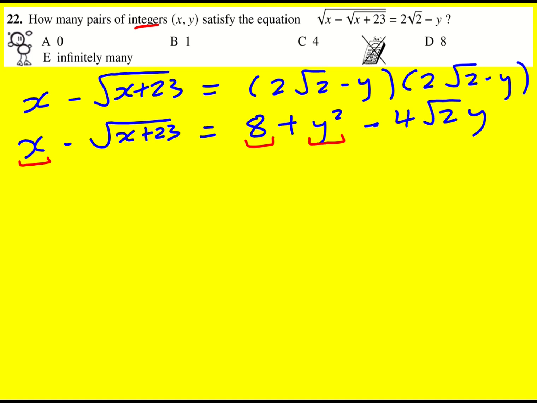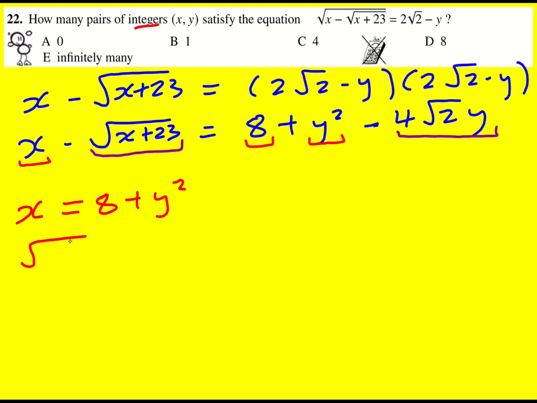However, for root 2y, it must necessarily not be an integer. It must be a surd, because we're only interested in y being an integer, which means that this must also be a surd. And therefore, I can equate the integers. It must be that x is equal to 8 plus y squared, and I can equate the surds. x plus root x plus 23 is equal to 4 root 2 y.